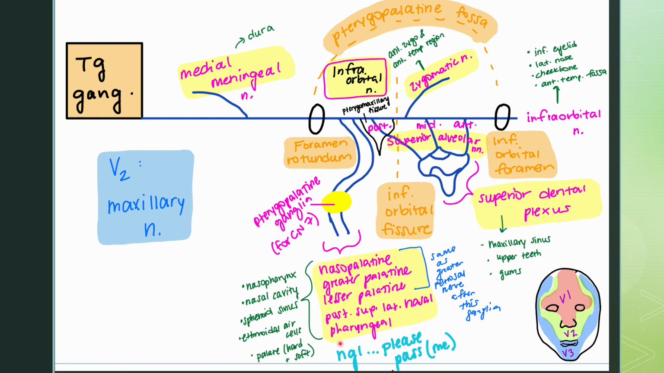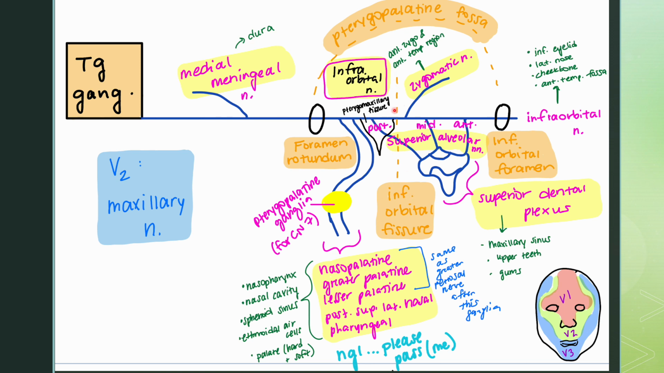So the way that you can remember all those nerves coming off right after the foramen rotundum and before you get to the inferior orbital fissure is the mnemonic NGLPP. Not gonna lie, please pass me. So that's all of those. And that's going to be innervating the nasopharynx, the nasal cavity, sphenoid sinus, ethmoidal air cells, and the hard and soft palate. Then you go through the inferior orbital fissure.